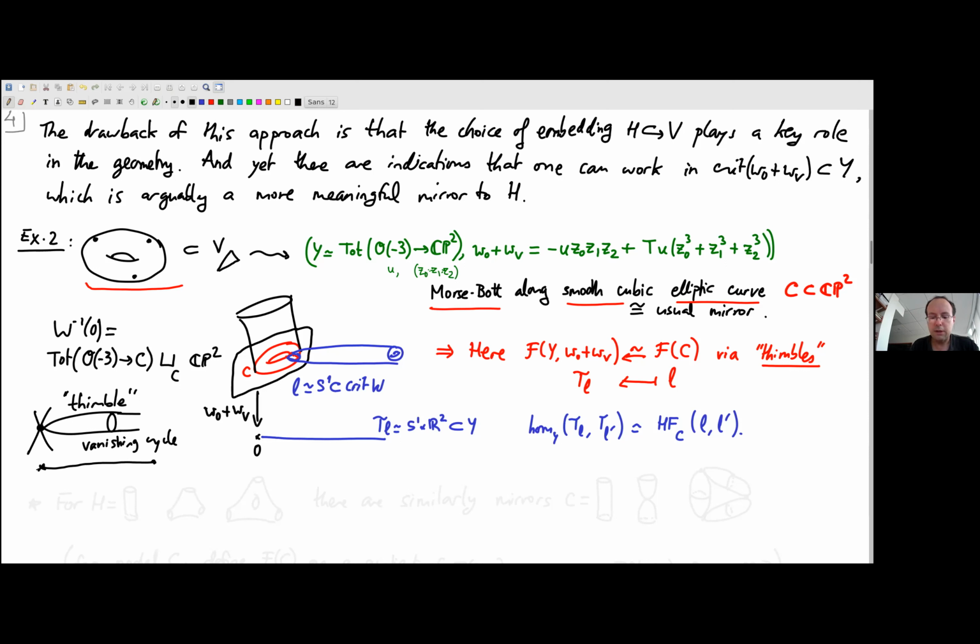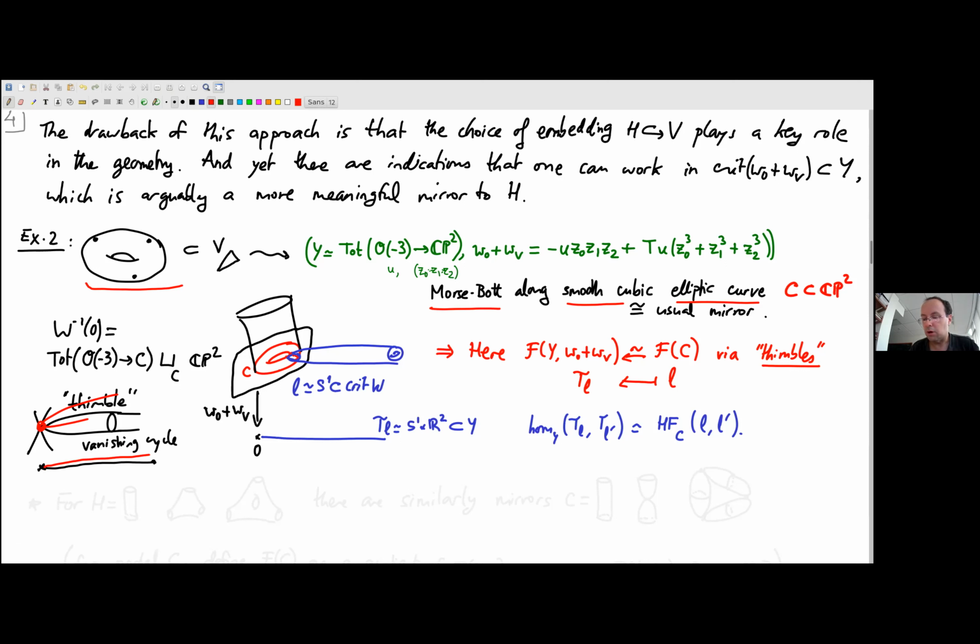This thimble is a Lagrangian and therefore an object of the Fukaya category that we study. In that case, it's in fact an exceptional object. That's because if I push off a thimble away from itself, I end up with one intersection at the critical point.